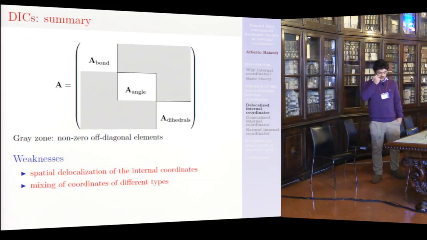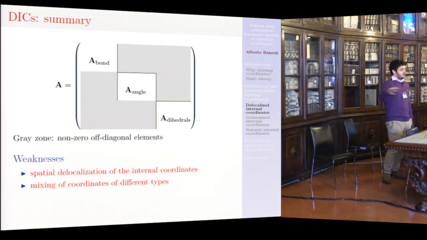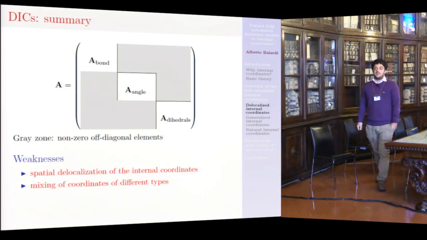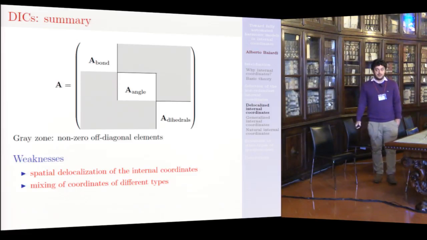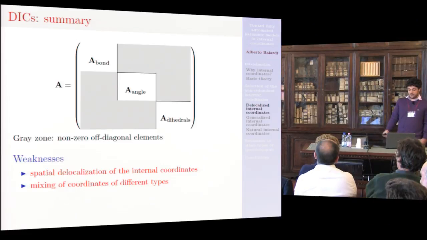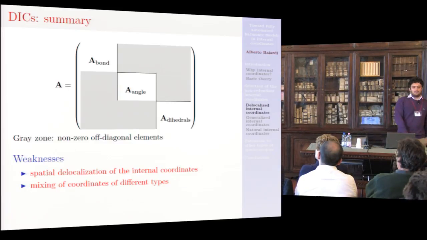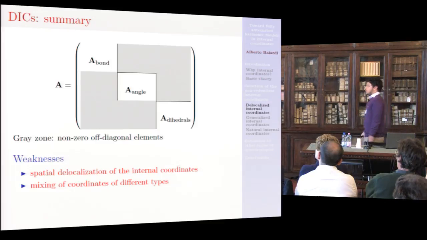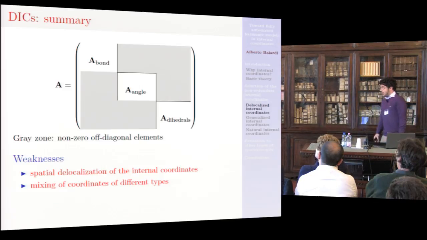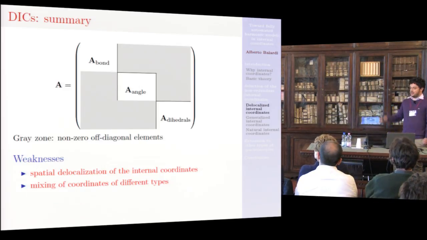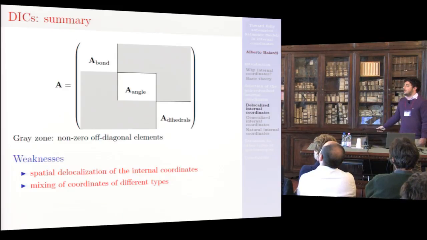But if we go back to the definition of the transformation between the redundant and non-redundant space, we see that we have mixings between different types of internal coordinates. For example, you will get some mixing between angles, dihedrals, and bonds, which is quite an unwanted feature, because we know that large amplitude deformations are usually quite localized on a single type of coordinate and on a single portion of the molecule.